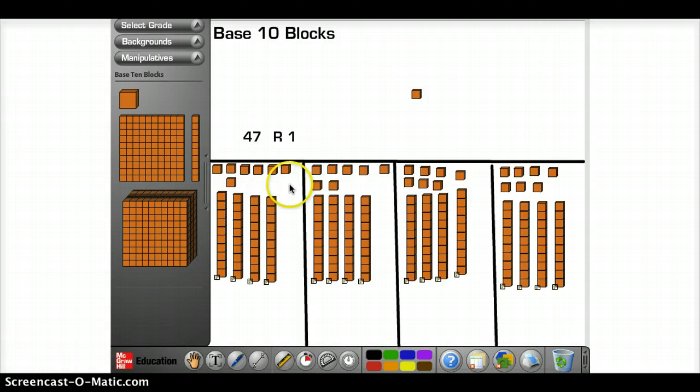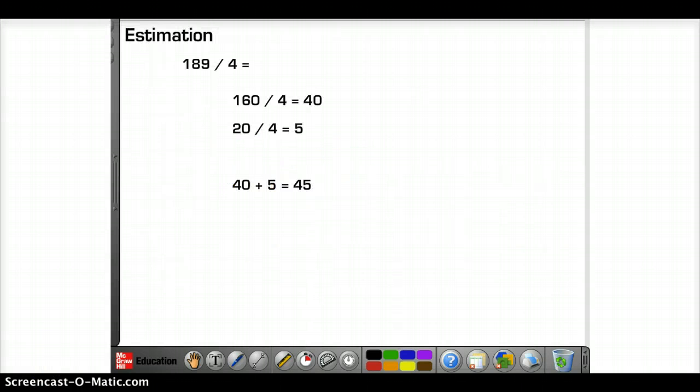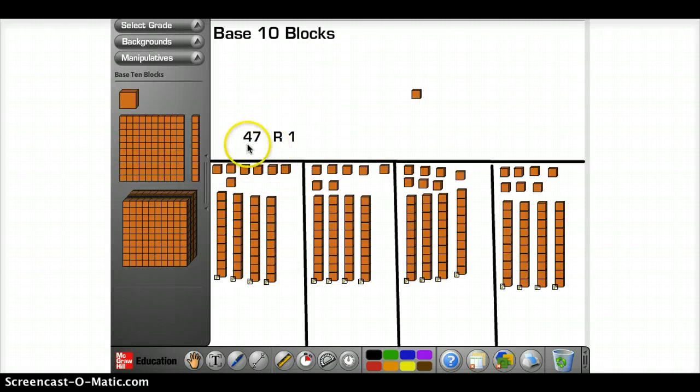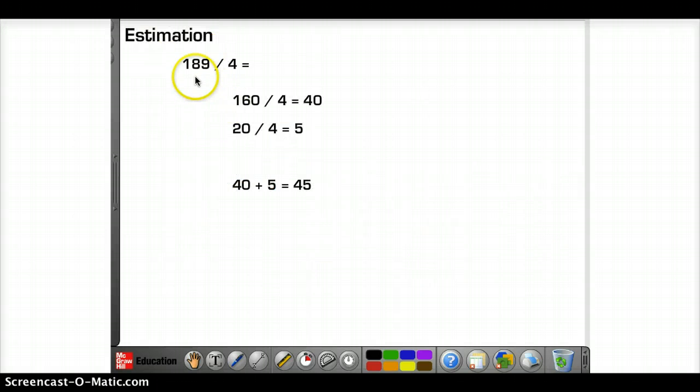Let's check back with our estimation and see how close we were. So in our base 10 equation, we had 47 remainder 1 as our quotient, and in our estimation, we got 45 as our quotient. Pretty close.